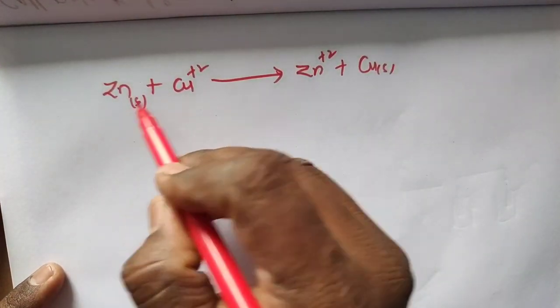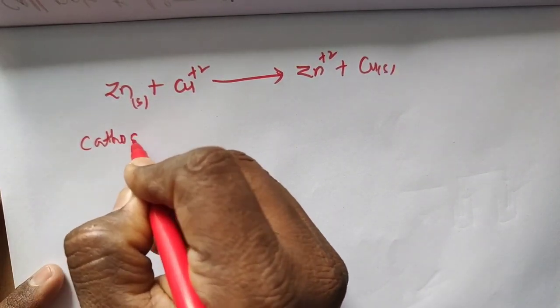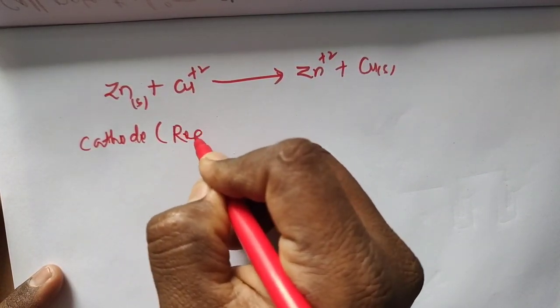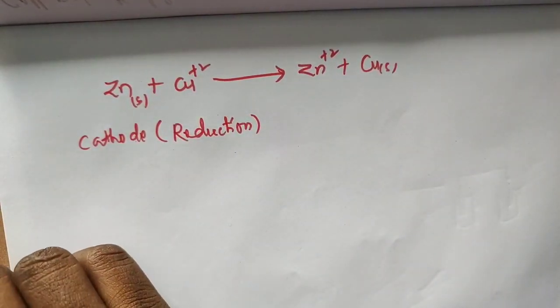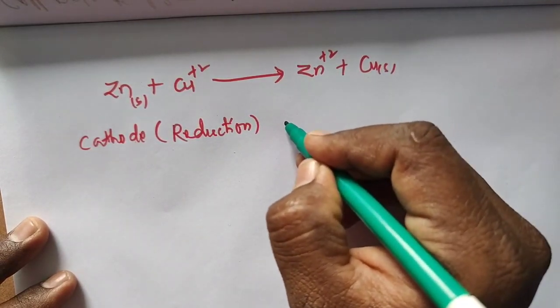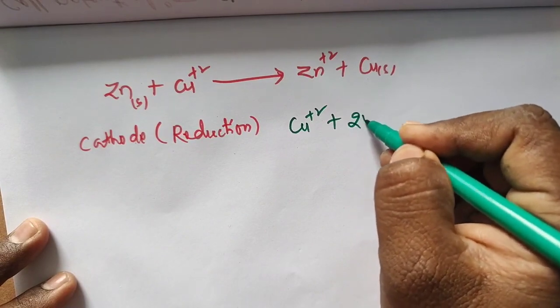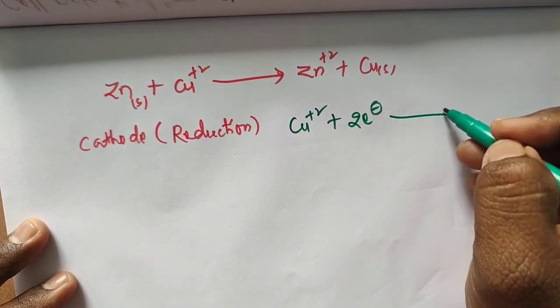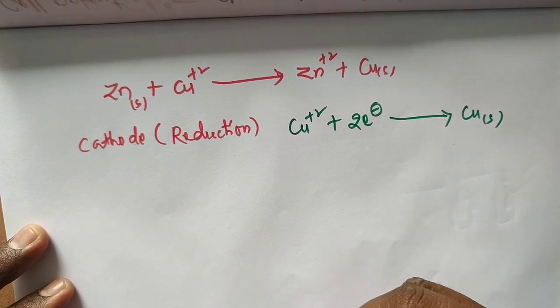In this, one is an oxidation, one is a reduction. So we write the cathode. What takes place in this? Reduction takes place at the cathode. So we write the half cell reaction at the cathode: Cu plus 2 electrons gives rise to Cu solid. So this is the reaction.